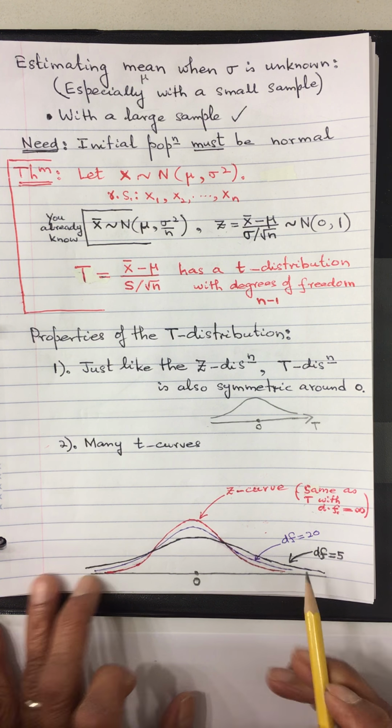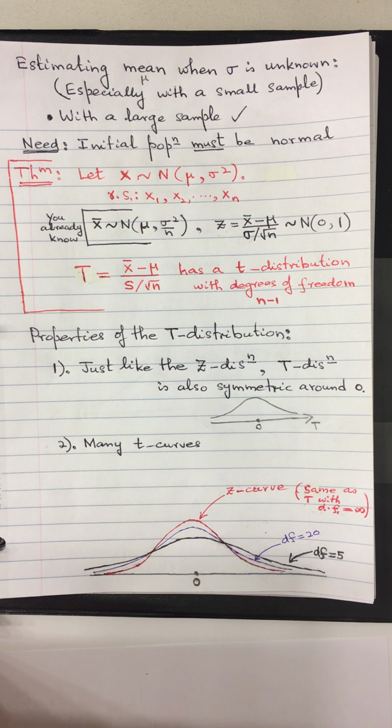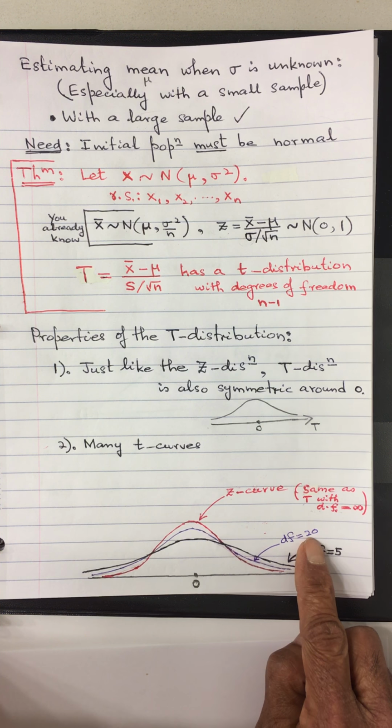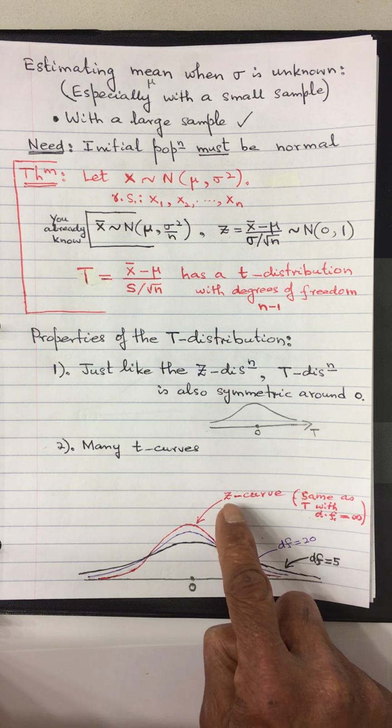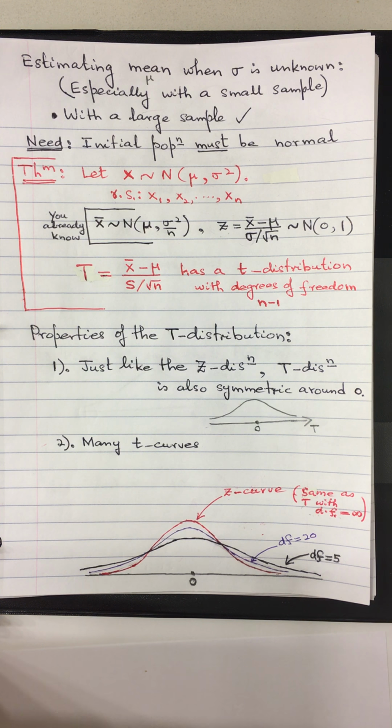Again, it is symmetric. So in other words, when the degrees of freedom gets higher and higher, the t curve gets closer and closer to the z curve.